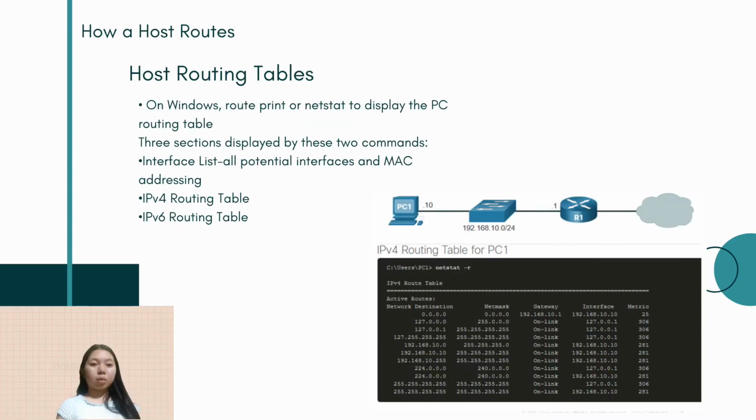Host routing tables. On Windows, use route print or netstat to display the PC routing table. Three sections are displayed by these two commands: interface list, all potential interfaces and MAC addressing, the IPv4 routing table, and the IPv6 routing table.